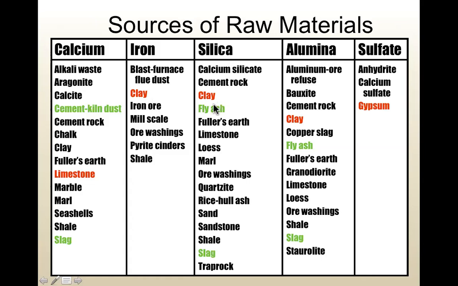For silicon, the major sources are clay, which is a natural source, or fly ash or slag. Fly ash is also called coal ash. This is a byproduct of the coal burning process. Here in the state of Hawaii, every year we generate around 300,000 tons of fly ash locally. And most of this is not used. For alumina, we can get it from clay, from fly ash or slag, and other sources.